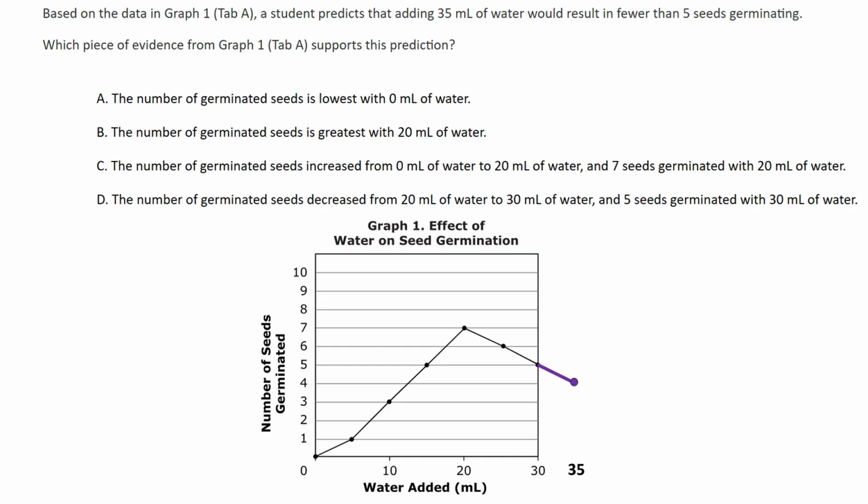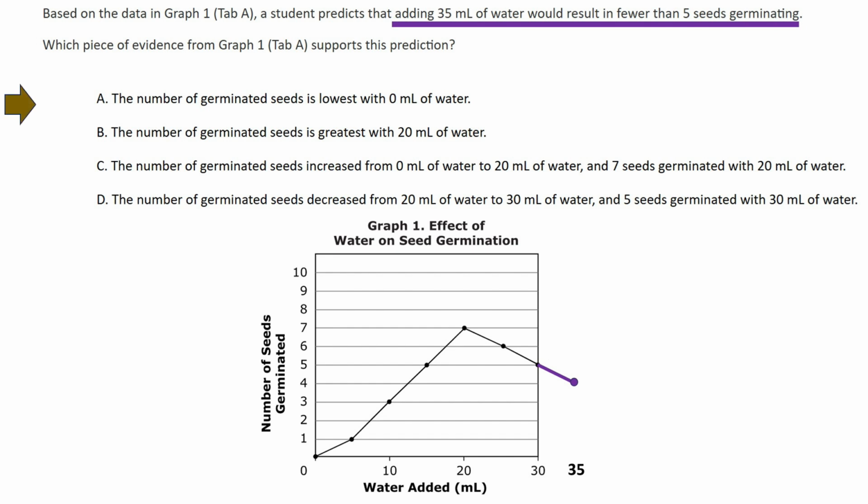Now let's return to the question. Based on the data in graph 1, tab A, a student predicts that adding 35 milliliters of water would result in fewer than 5 seeds germinating. Which piece of evidence from graph 1, tab A, supports this prediction? Now we're ready to look at the option choices.